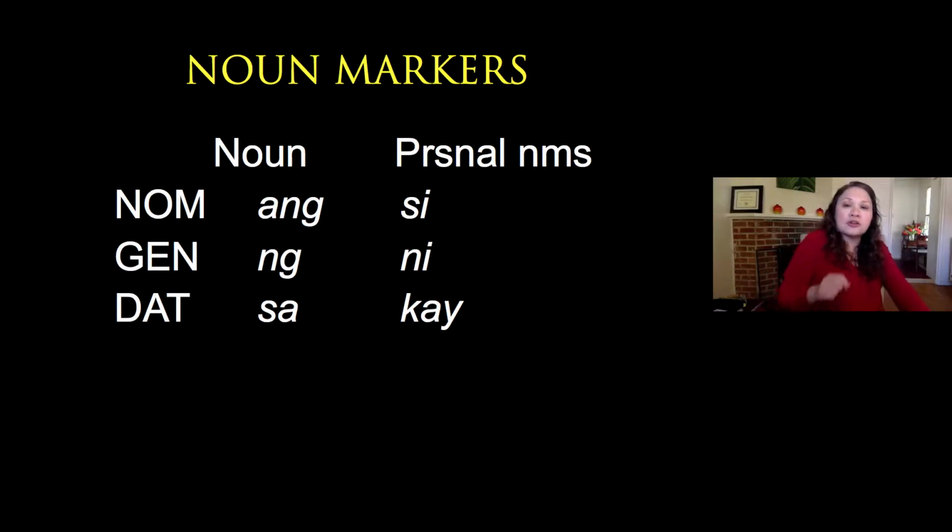What's important to remember are the noun markers. For nominative, you use ang and si. For genitive, nang and ni. For dative, sa and kay. Simply put, this can be a little bit confusing. But what are we trying to say here? When the focus is on the actor, you use ang and si.